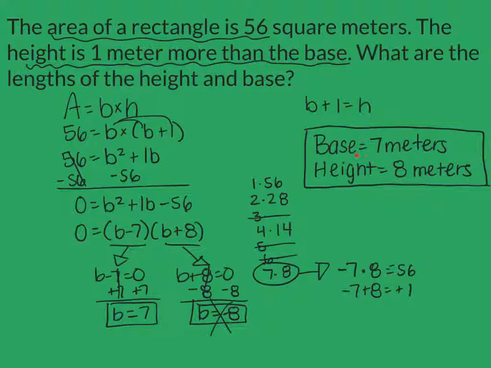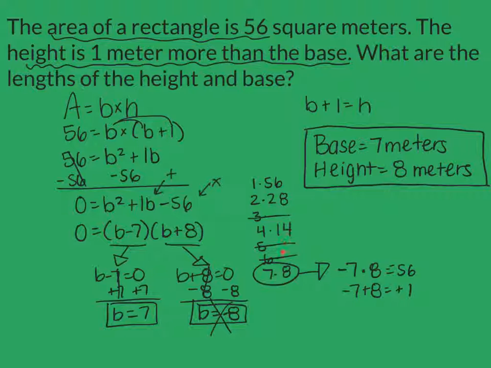So the base is 7 meters, the height is 8 meters, and the process that you need to use to solve this is we find the formula of a rectangle area, we fill in the numbers, so the area is 56, the base we don't know, the height we know is 1 more than the base, so b plus 1, use the distributive property, bring everything over to the one side. I factor by looking to see what multiplies to negative 56, adds to positive 1.